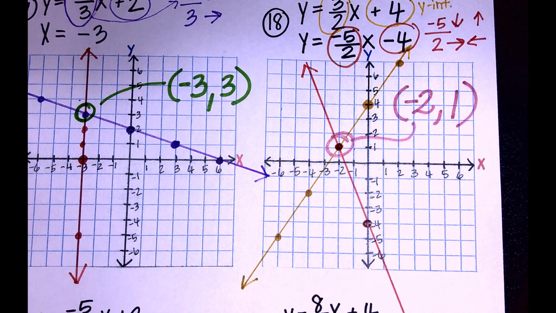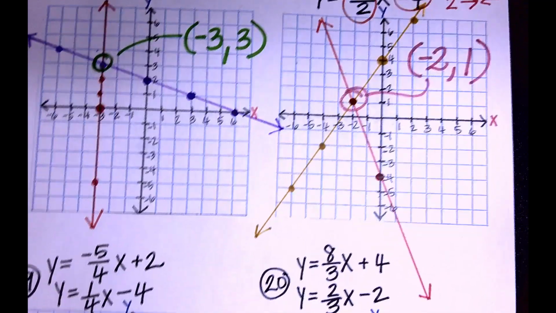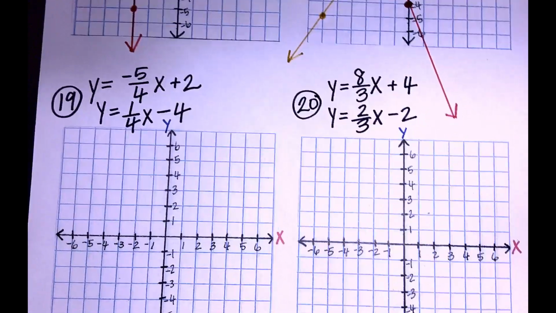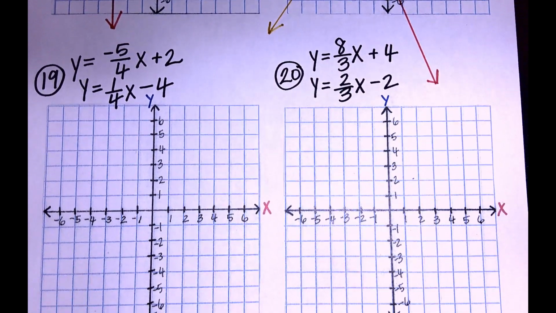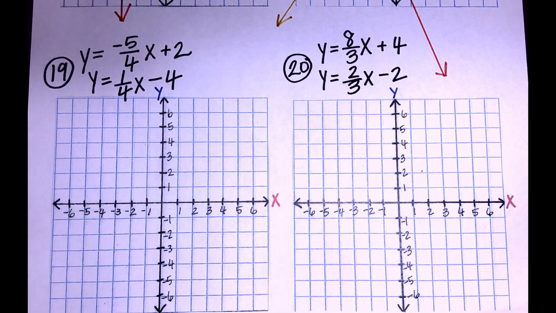And once we do these last two, I'll send you guys on your break. Don't worry. Okay, now 19 and 20. Now I have y equals negative 5 over 4x plus 2, and y equals 1/4 x minus 4. Where do I start from my first line?